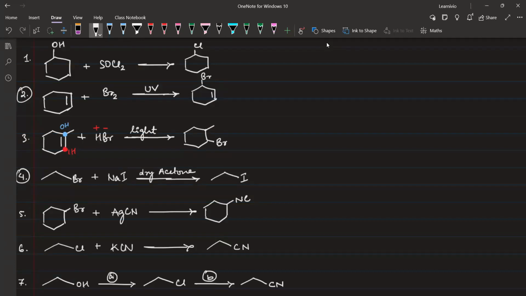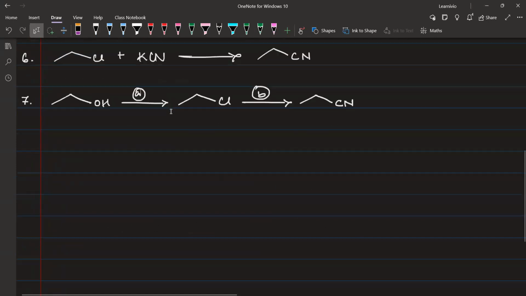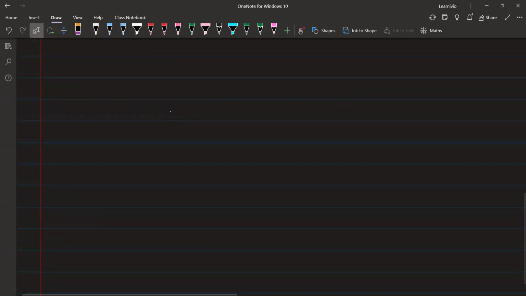What name reaction is this? Finkelstein reaction. Yes, Finkelstein reaction. You have to remember the name reactions also. Name reactions are asked directly in your normal exams, boards, and in your competitive examinations also. Next, we are going to learn today, which is very important, elimination reaction.